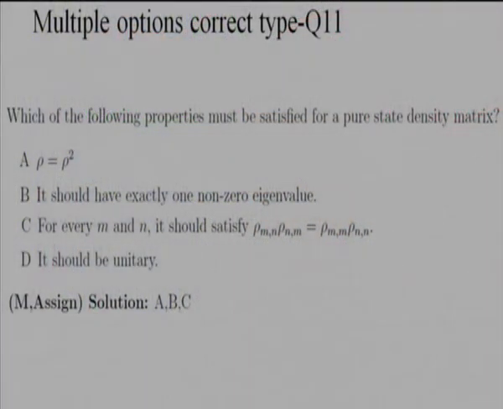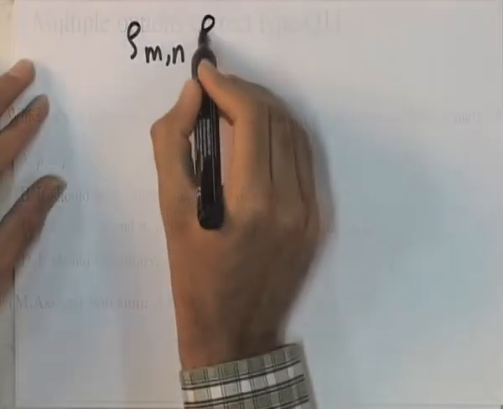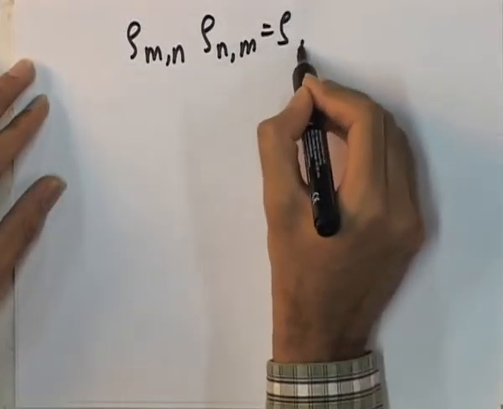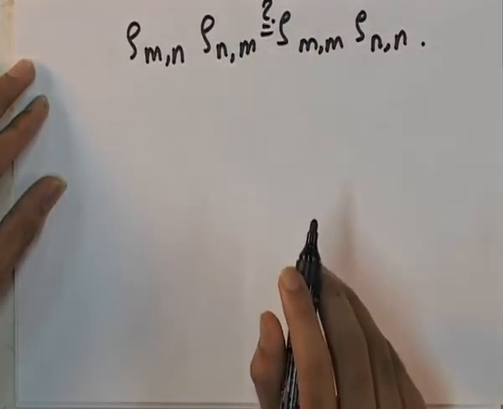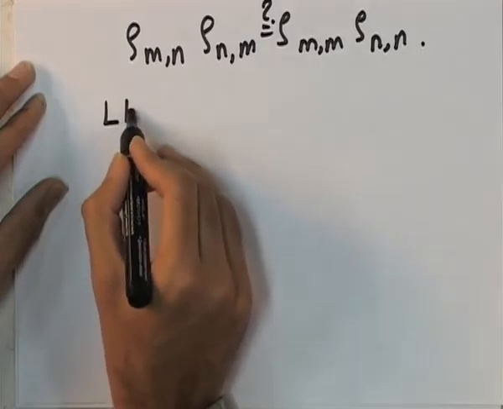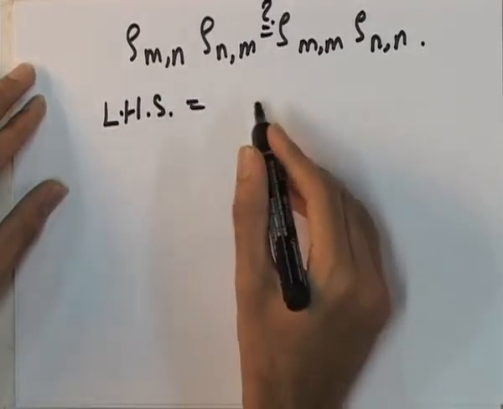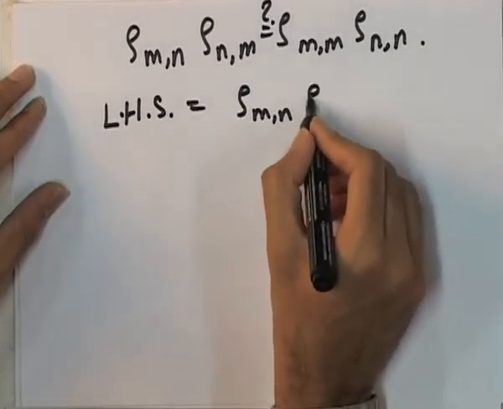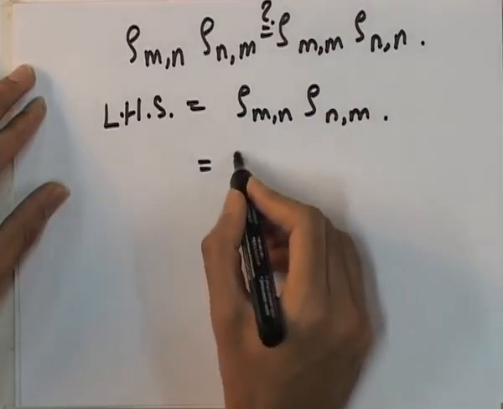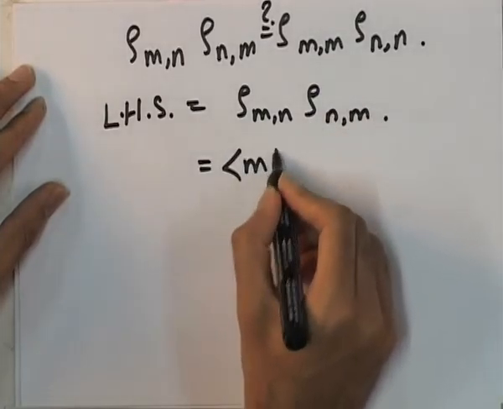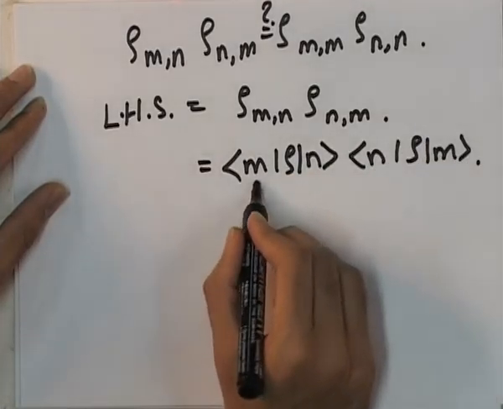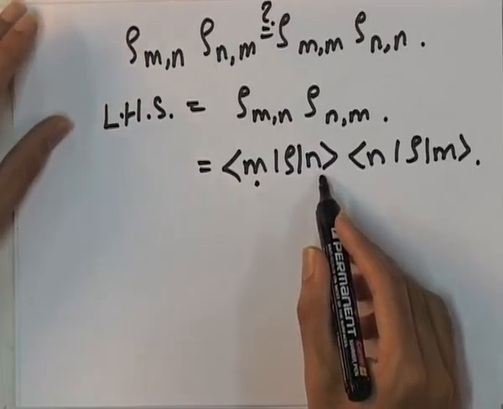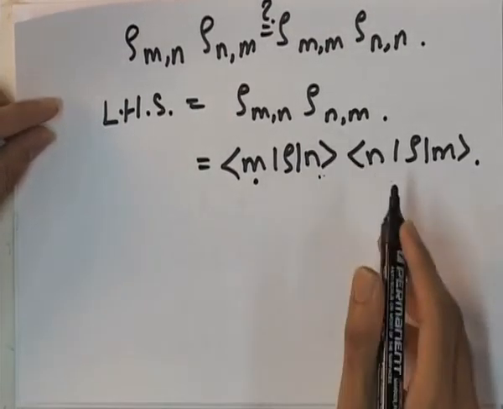Let's come to option C. Option C gives us an equation: rho mn times rho nm is equal to rho mm times rho nn. We need to check if this is correct. Now let us look at the left hand side. The left hand side is rho mn times rho nm. This is equal to <m|rho|n> times <n|rho|m>, where m and n are the basis states of the matrix.